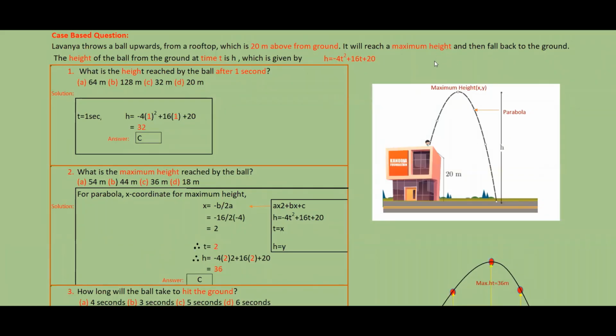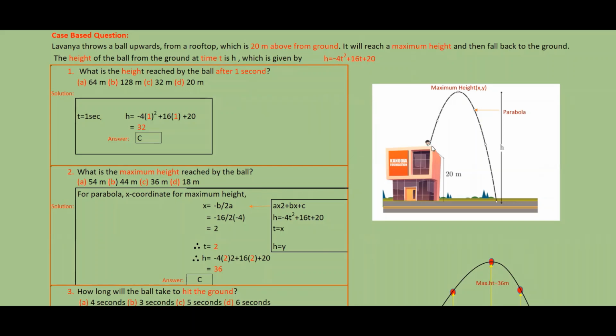Hello everyone. Today I am going to tell how to solve this type of problem. This is a case-based question, and here the problem is: Lavanya throws a ball upwards from a rooftop which is 20 meters above the ground. It will reach a maximum height and then fall back to the ground. The height of the ball from the ground at time t is h, which is given by h is equal to minus 4t square plus 16t plus 20.